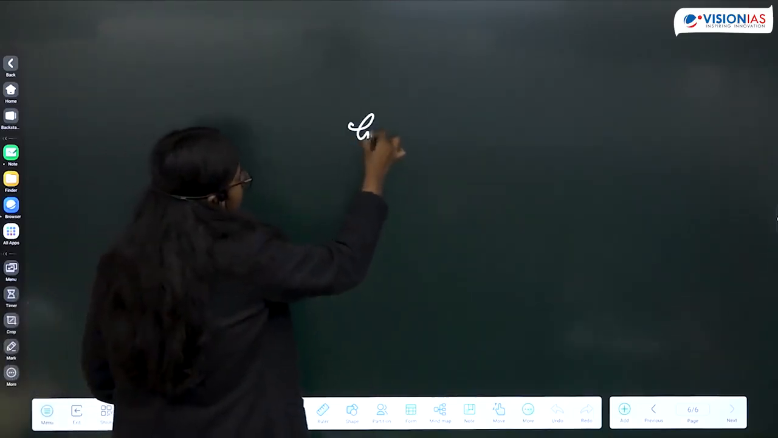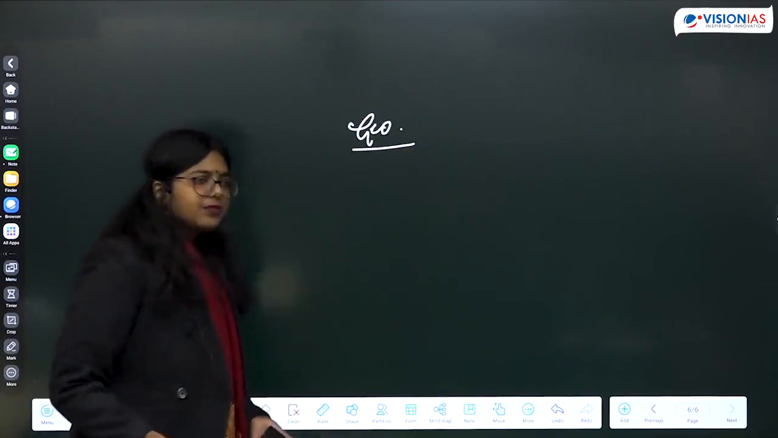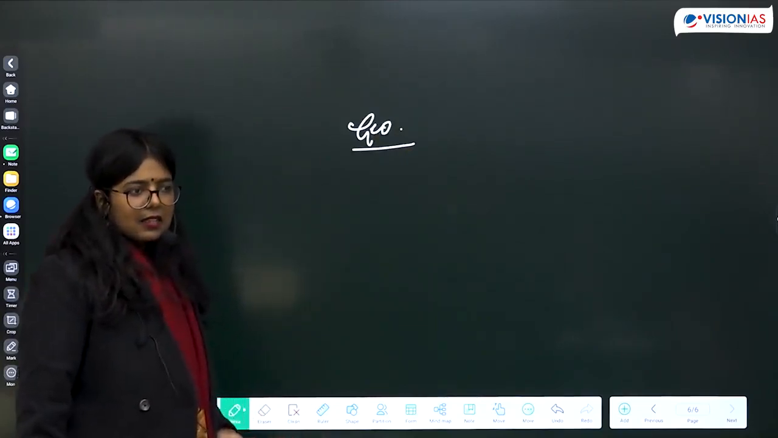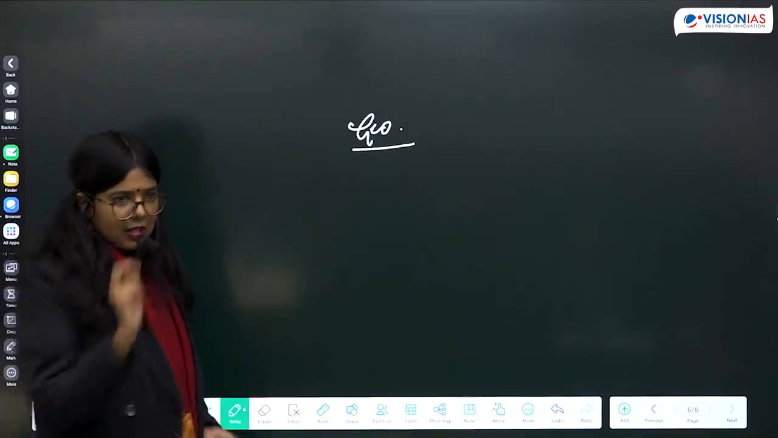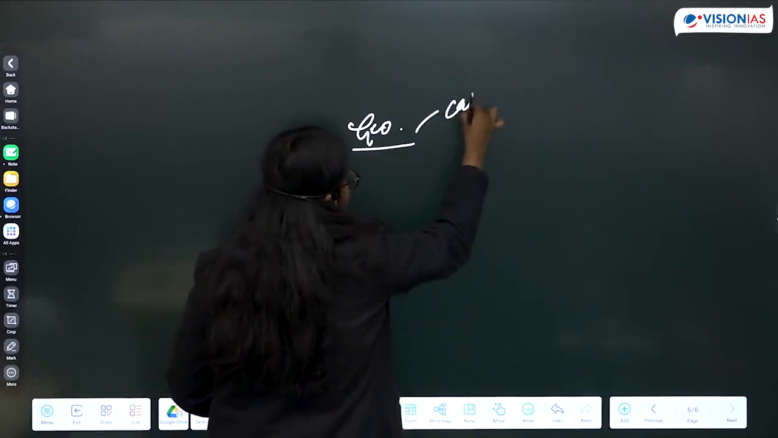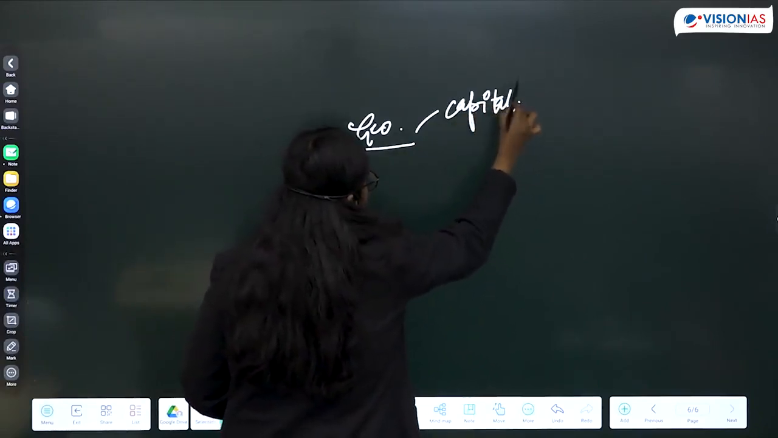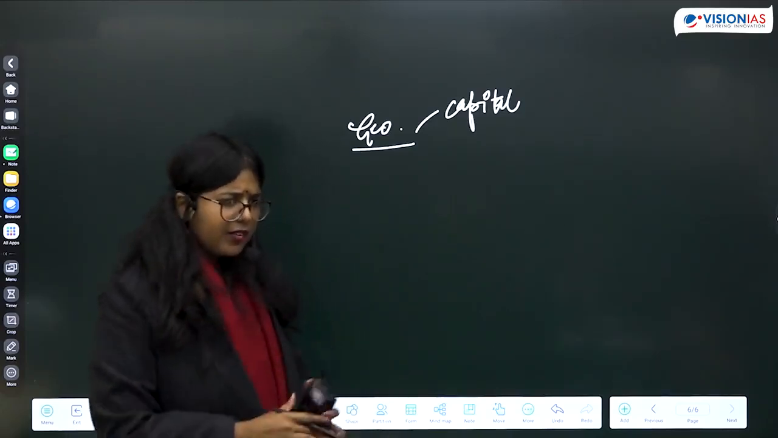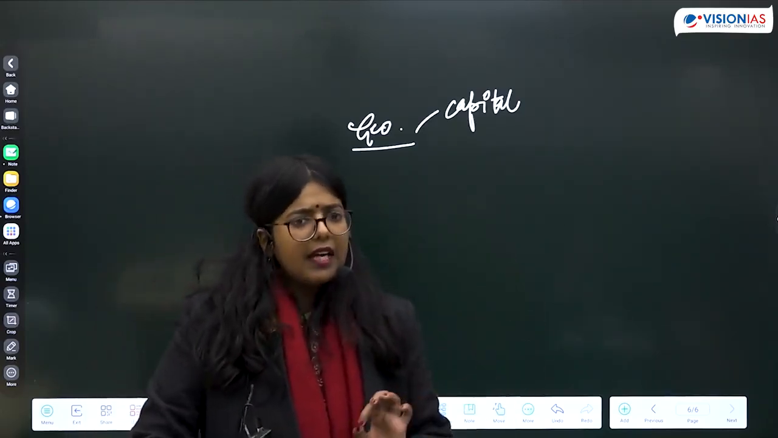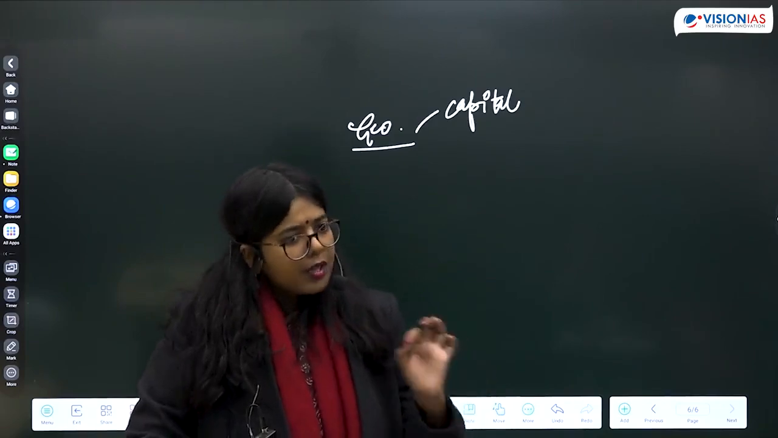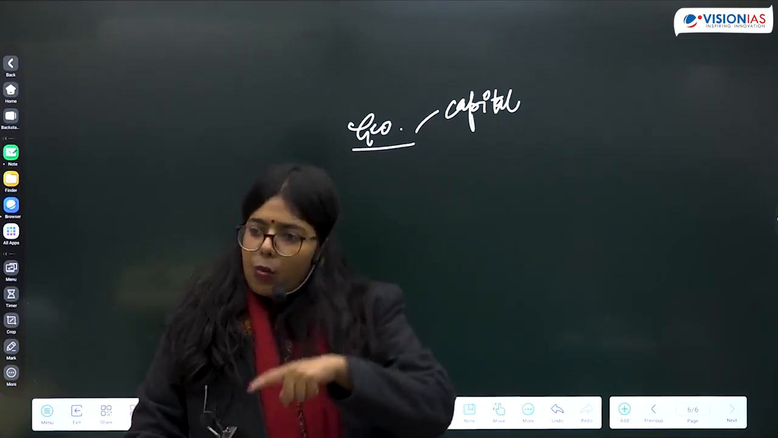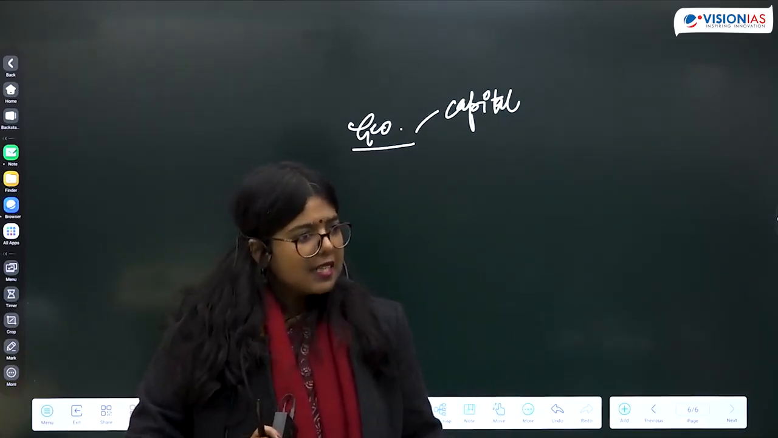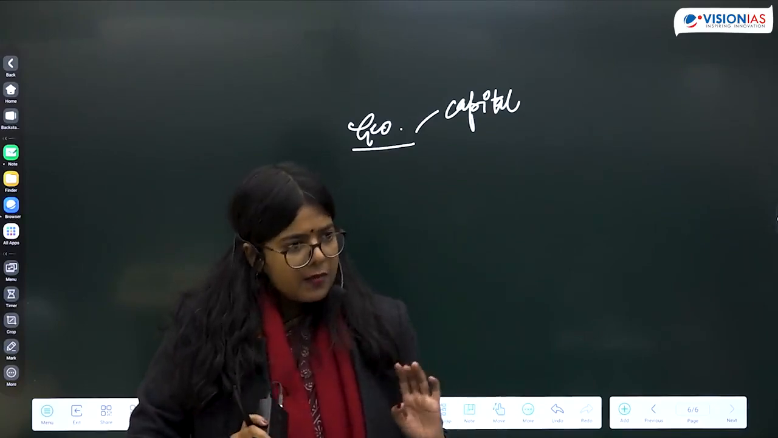If we talk about it geographically, what were the reasons? First, the strategic location of the capital. When we are talking about Rajagir, it is surrounded by hills. When we are talking about Pataliputra, it is a Jaladurga surrounded by water from 3 sides. So that becomes important.